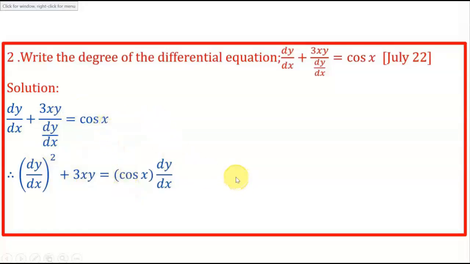Here again the order is 1 and the degree is 2. Okay, degree is 2.